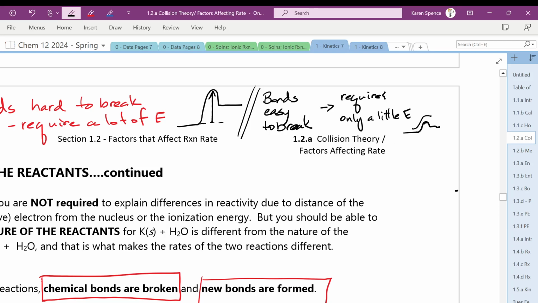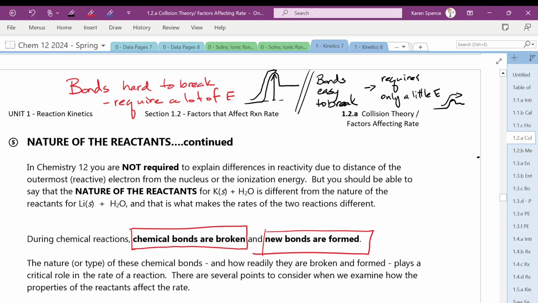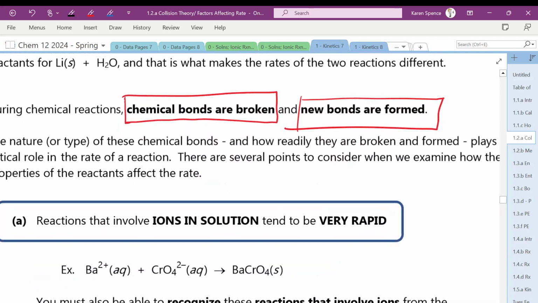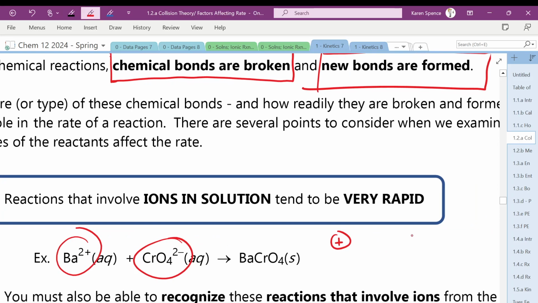Okay, so it's going to have a little hill. And so more collisions will have enough energy to achieve that peak. So what kinds of reactions tend to have little hills? Well, let's take a look at reactions that involve ions in solution. Here we have barium 2+ and we have chromium 2-. What do positive and negative do to one another? They attract, absolutely. So positive attracts negative.